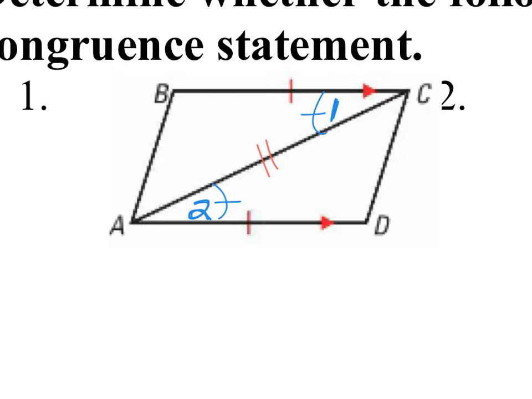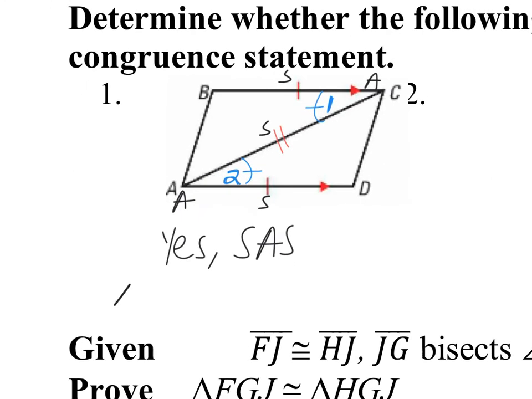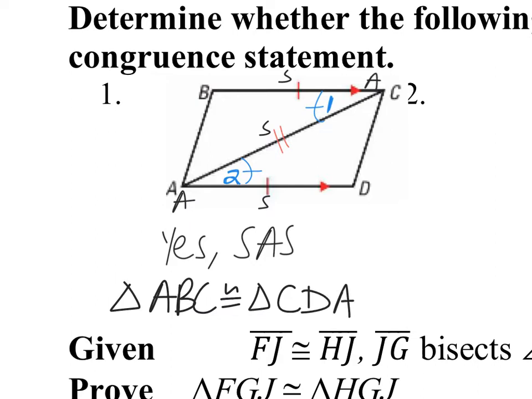So you now have side, angle, side for both. Are they congruent? And if you don't see it, sometimes it's helpful to mark the letters. Yes, because of side, angle, side. And now you should say that triangle ABC is congruent to triangle, what goes with A? C, B corresponds to D, and then A to C. CDA.